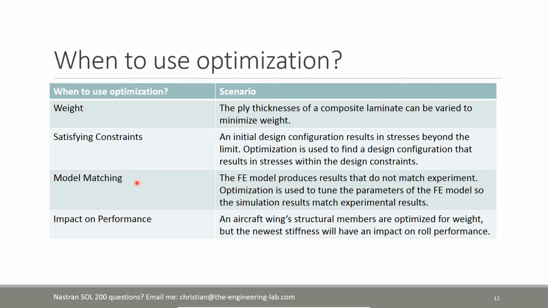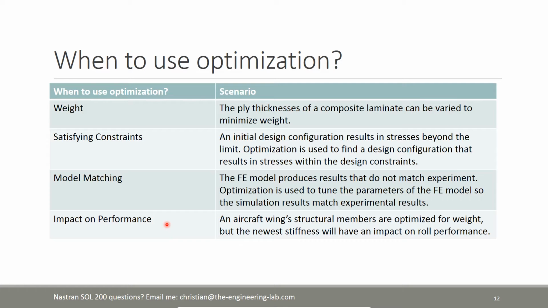Another example would be model matching. If you have a finite element model and then you have an experimental physical model, your FE model will produce a set of results. Your experiment will create a set of its own results. And then you find out that the simulation does not match experiment. With model matching, or rather with optimization, you can vary parameters of your model that will bring the FE results to better match experiment. That's something else you can do with optimization.